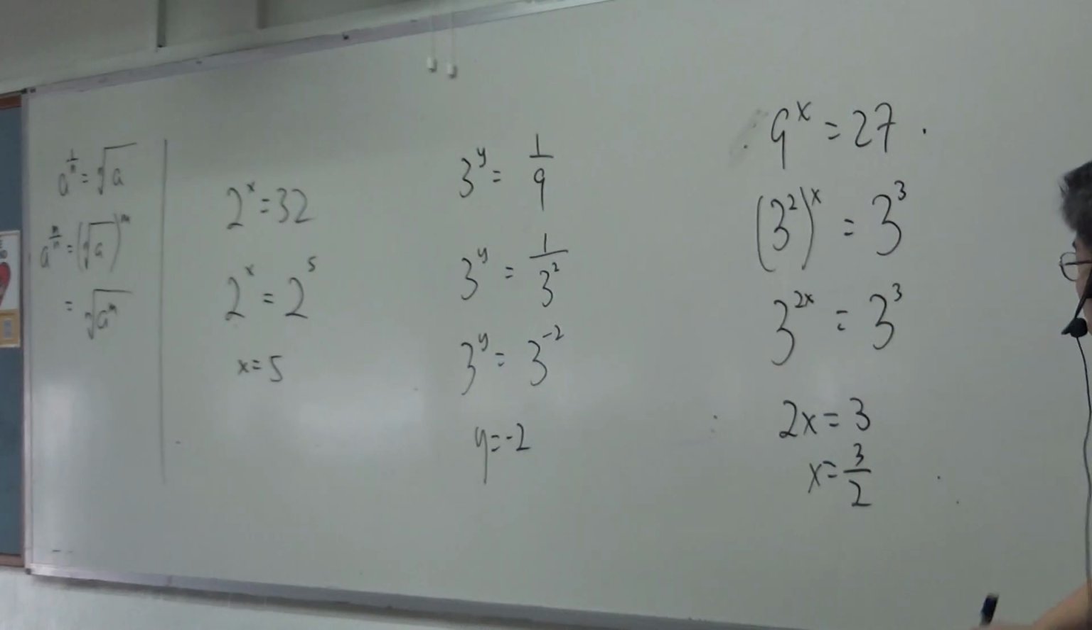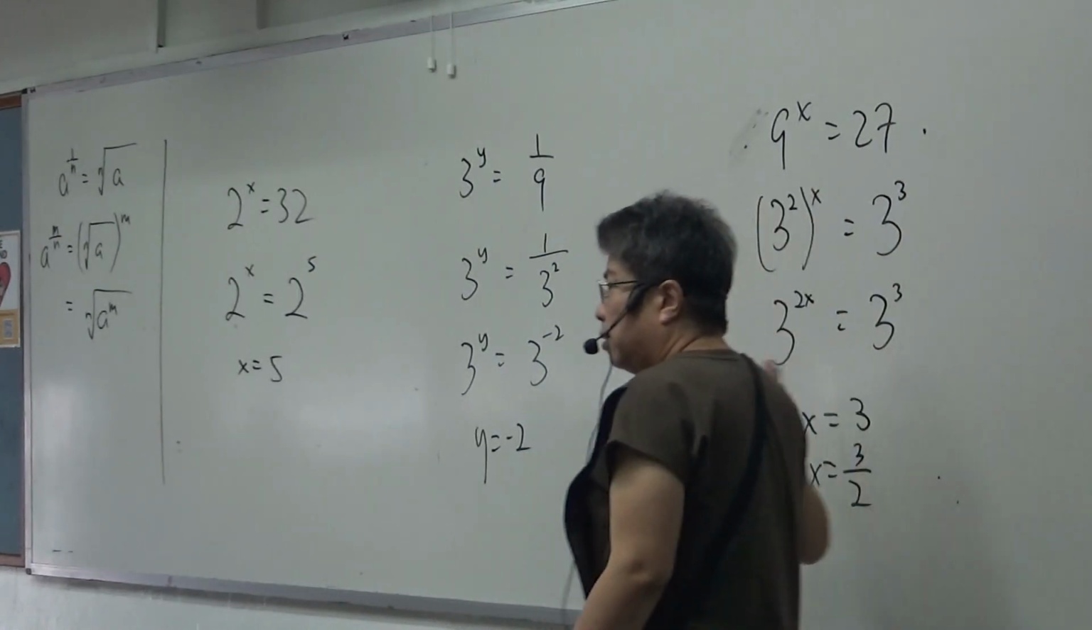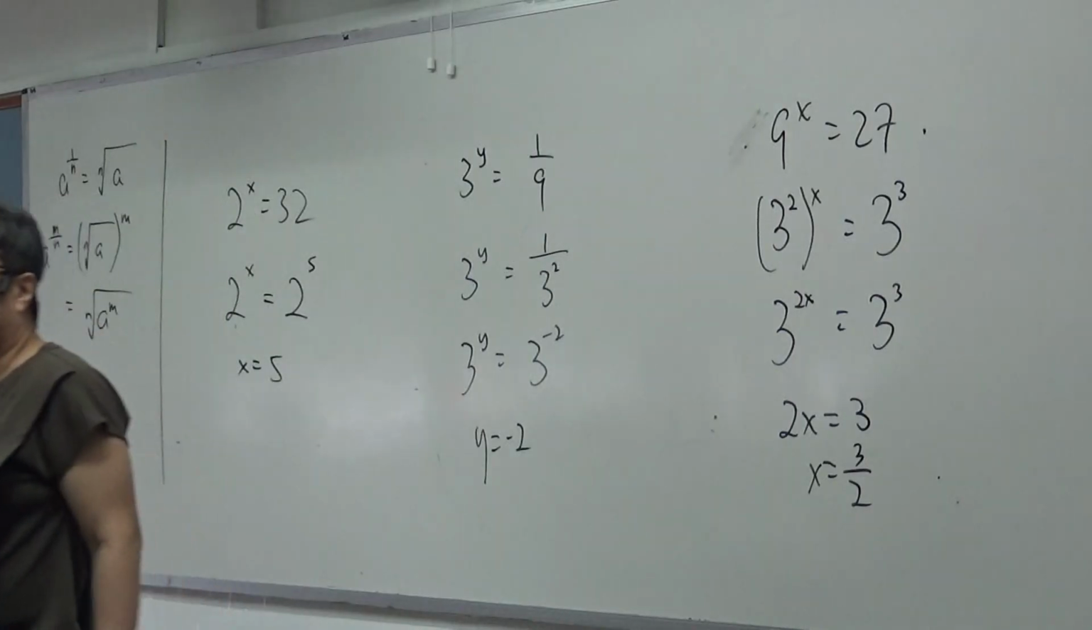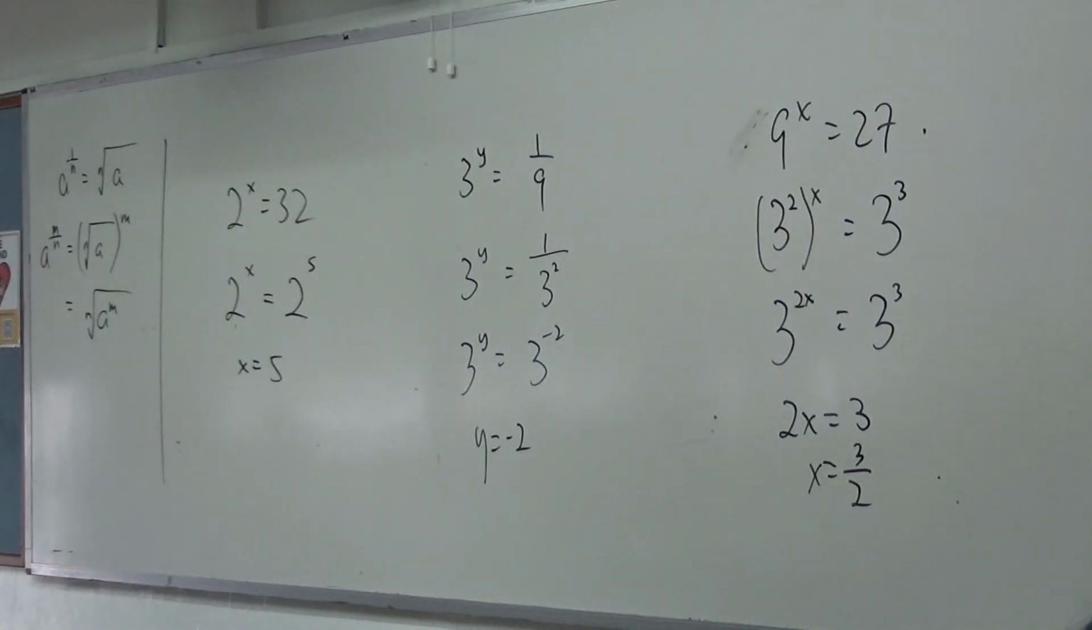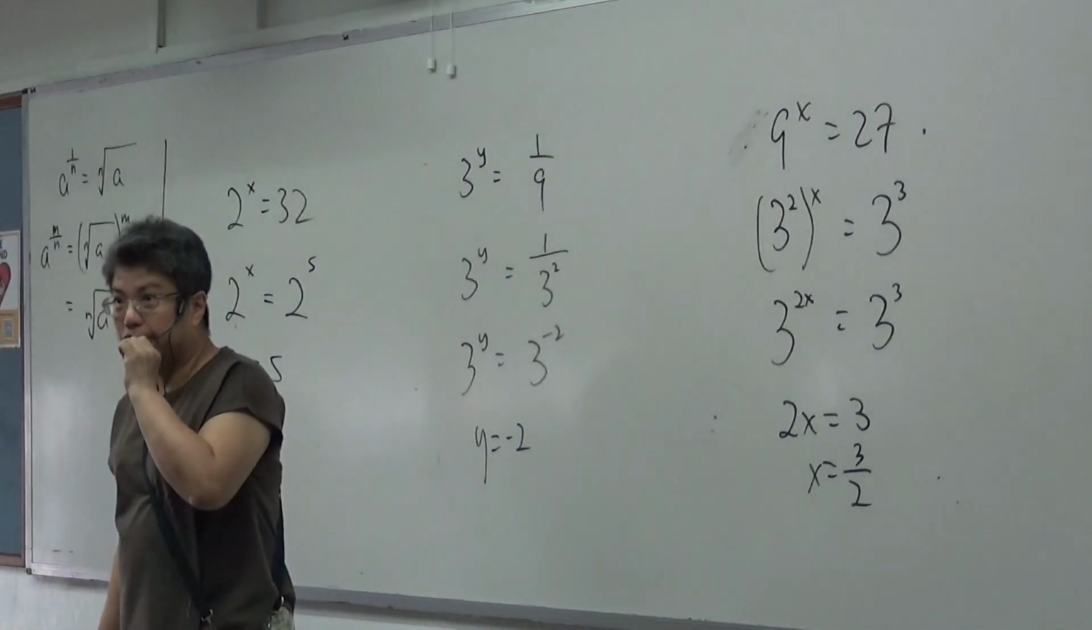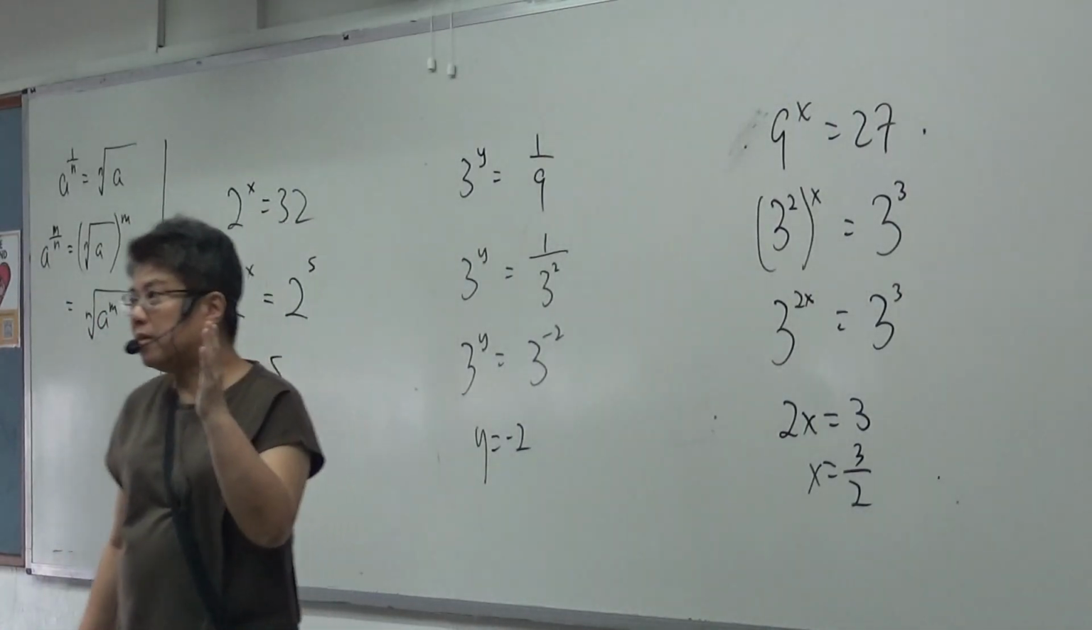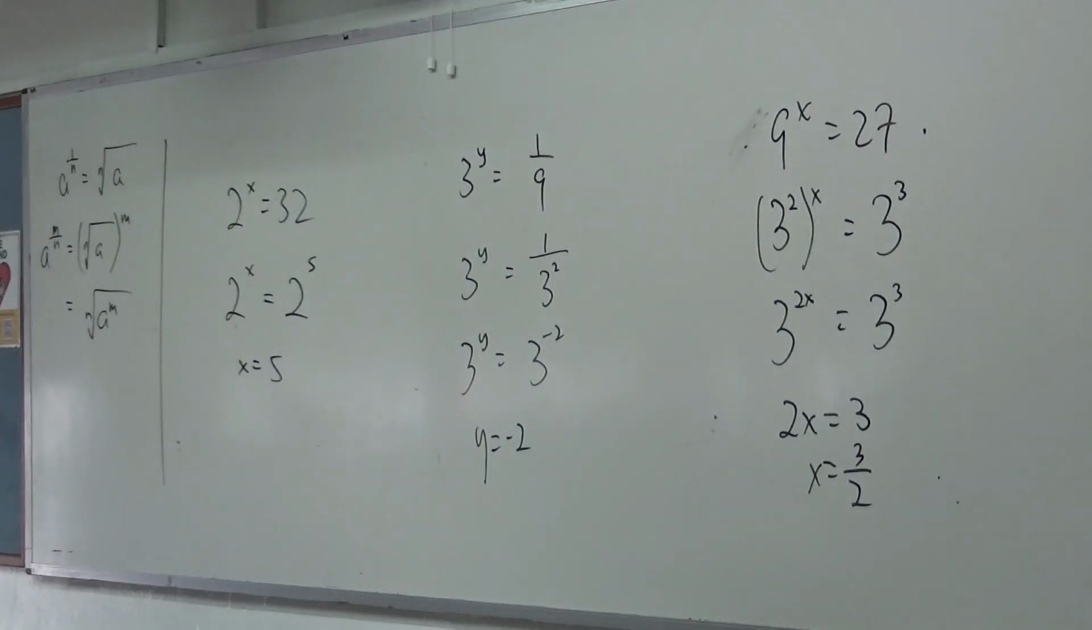Okay, so we always change to the same base. Then after that, we can compare the powers. Now, the base should be prime numbers. What are prime numbers? Start from 1. Okay, 1 is not a prime number. 2 is the smallest prime number. Who's your set 1 teacher? Miss Pang. I will ask Miss Pang later. I will text her. Smallest prime is what? 2.